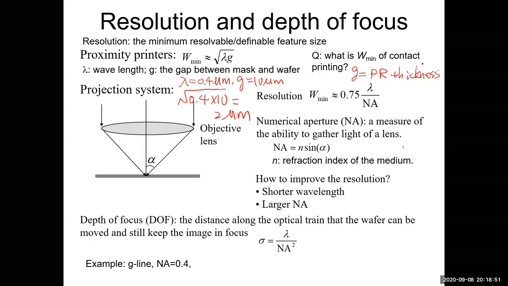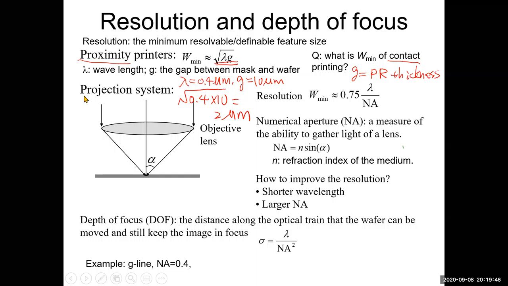Based on the simple equation, we can conclude that the resolution of a contact printer is better than a proximity printer, because G for a contact printer is much smaller. And for a contact printer, in order to improve the resolution or reduce the minimum feature size, the photoresist should be as thin as possible. We prefer thin photoresist in order to get a better resolution. So those are the two conclusions.